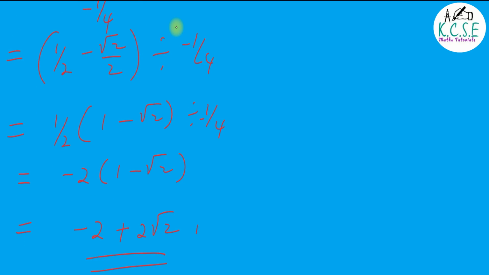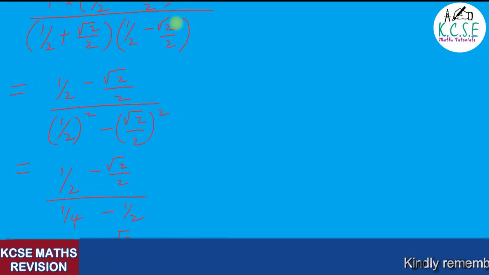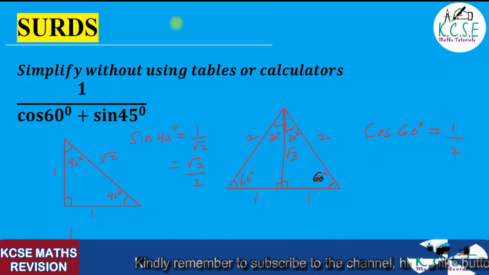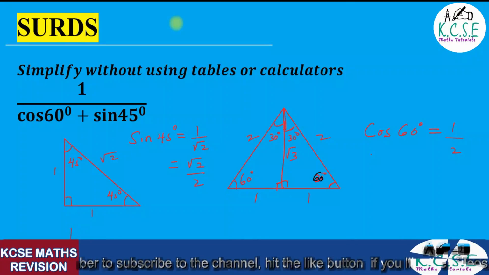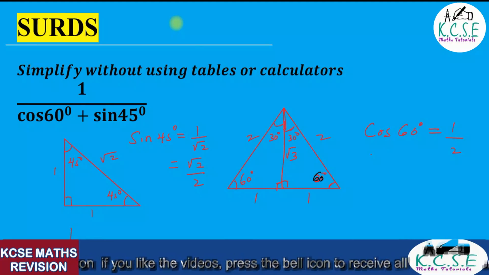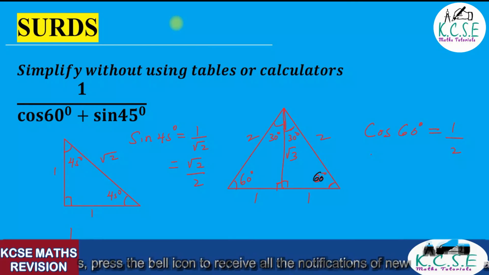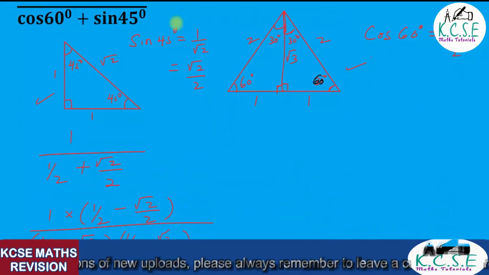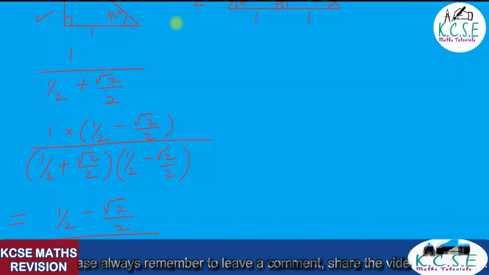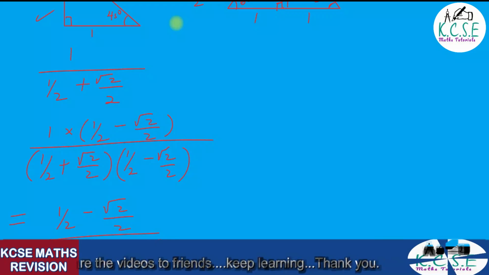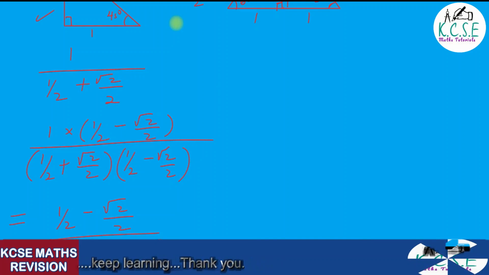That is how you're supposed to work out that question. We went through the steps very fast. The first step is to write cosine of 60 and sine of 45 in the form of surds by using the two triangles that you have obtained there. Then, after inserting those surds, you rationalize the denominator by multiplying both the numerator and the denominator by the conjugate of the denominator.